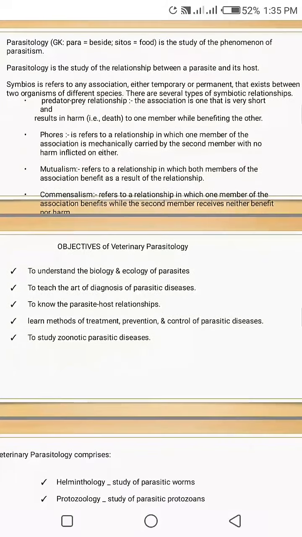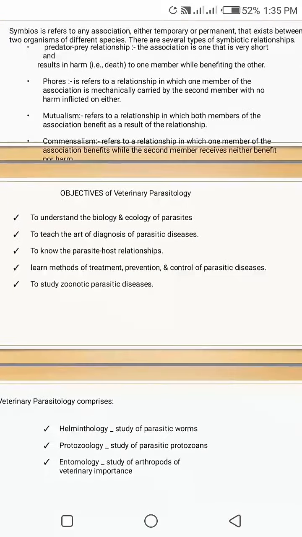What is the objective of veterinary parasitology? Why do we need to study veterinary parasitology? The first one is to know the biology and ecology of the parasite. The other is to know how to diagnose parasites, to know the parasite and host relationship, to learn the methods of treatment, prevention and control of parasitic disease, and to know the zoonotic parasitic diseases.